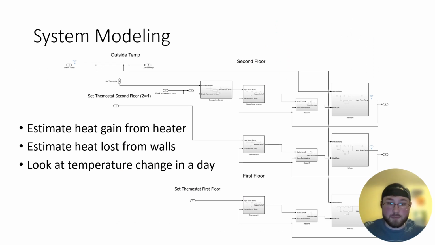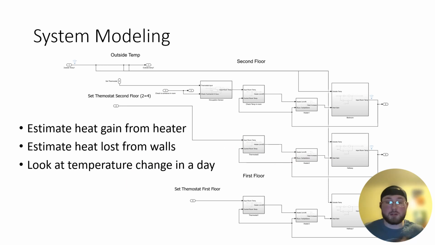Now, in order to model the system, I estimated the heat gained from the heater and the heat loss from the walls. This is divided up into three parts. This is the second floor if there is an occupancy sensor in the room. This is the second floor if there is no occupancy sensor in the room. And then this is the first floor.